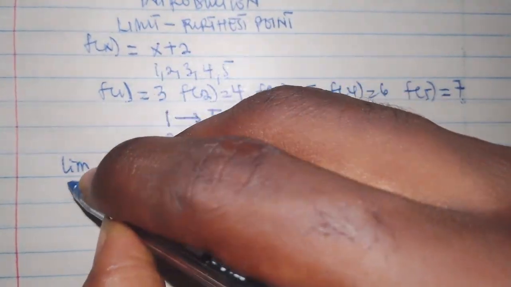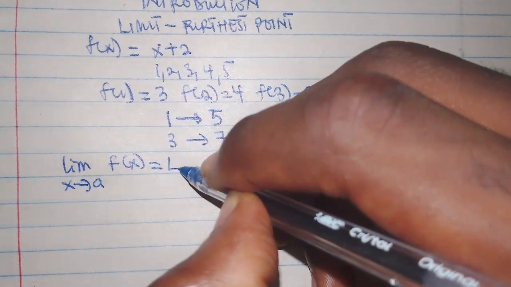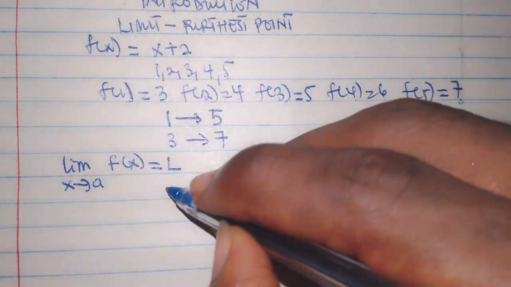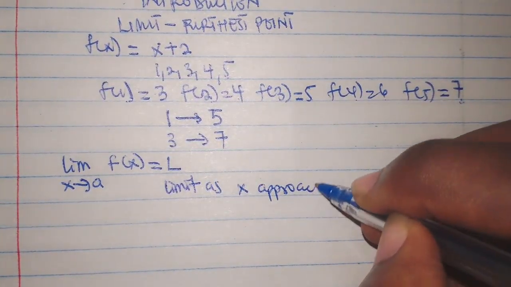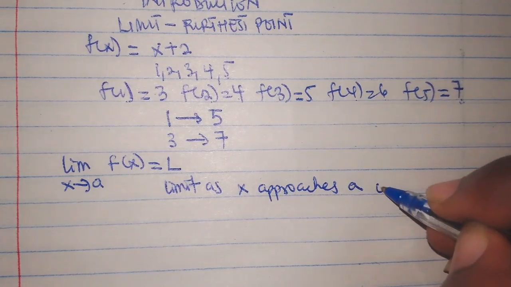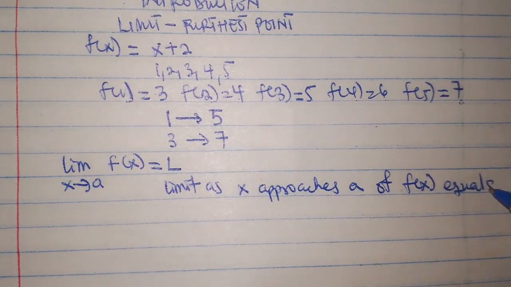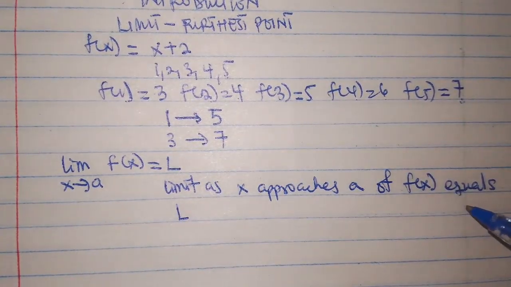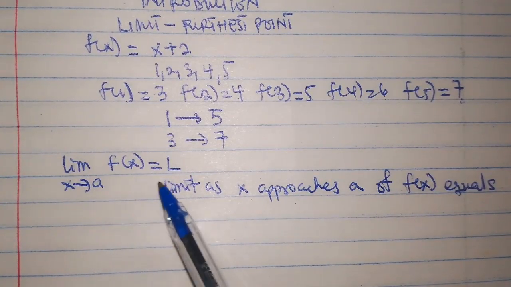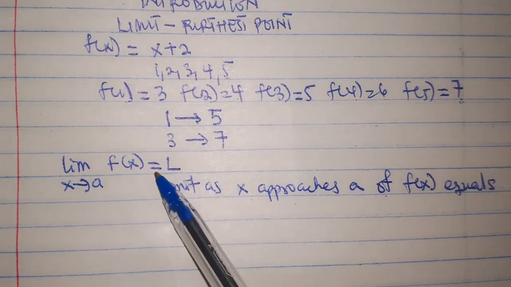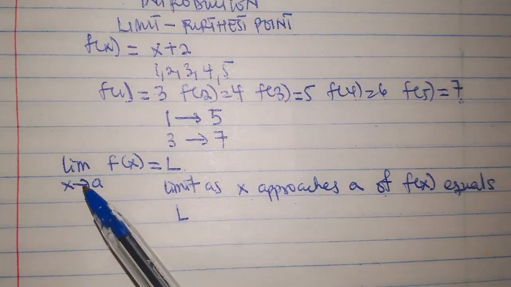limits are written as follows. This is said as limit as x approaches a of f of x equals L. So limit as x approaches a of this f of x is equal to what? L.